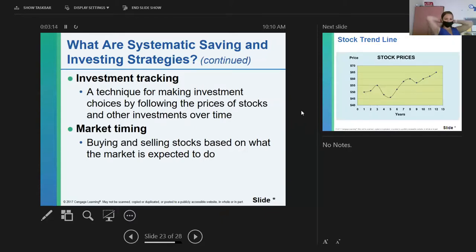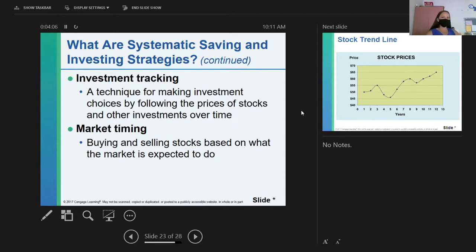All right. Investment tracking is a technique for making investment choices by following the prices of stocks and other investments over time. So you can look at stock prices online. You can track them in different newspapers. If there's a certain stock you're interested in, you can kind of follow it to see what's going on before you jump in if you want. So by tracking it, you can see if you're happy with their performance before you get invested in it.